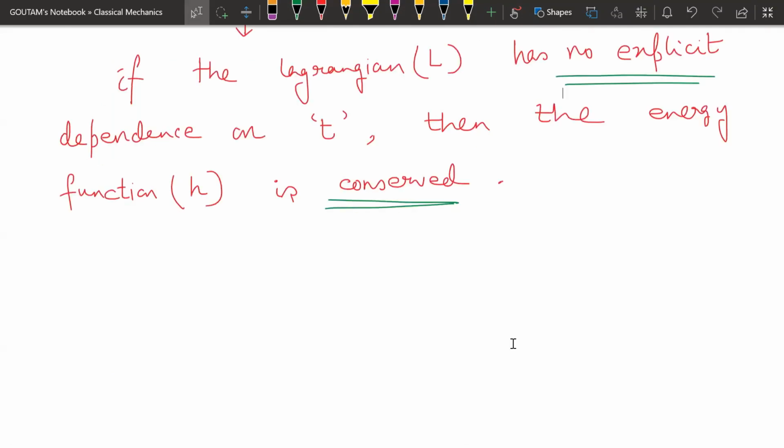Now a natural question may arise: is the energy function the same as the mechanical energy of the system? Is it the same as the total mechanical energy of the system? The answer is, it is not in general. Under certain circumstances, the energy function will be equal to the total mechanical energy of the system. Let's see under what condition the energy function will give the total mechanical energy.